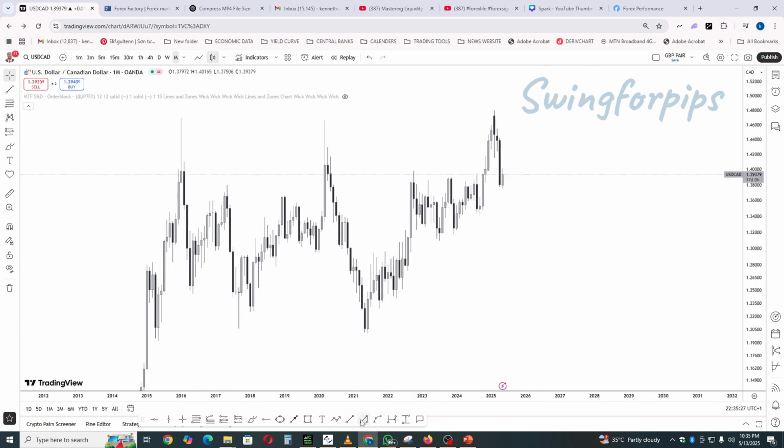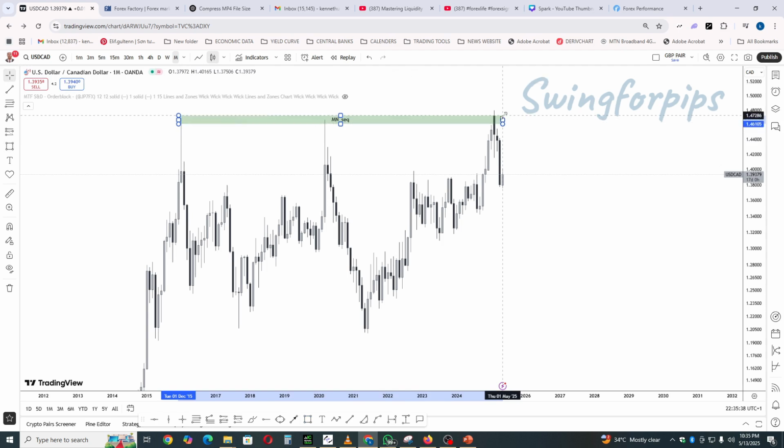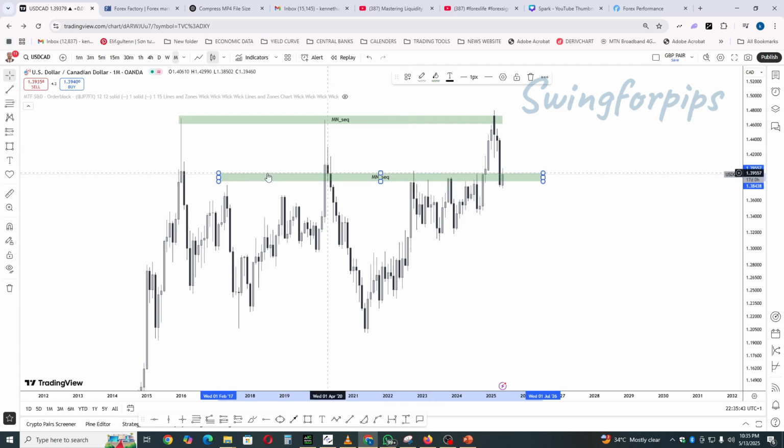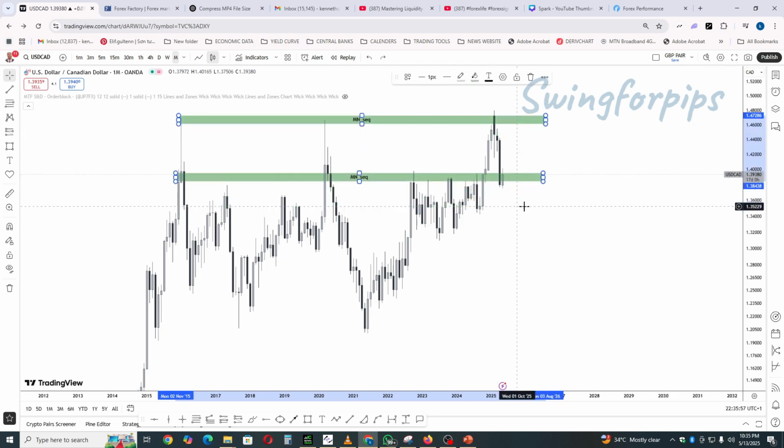So we will take this drawing tool here, the rectangular tool, and go to the monthly. The first zone here is right here, and then the next zone is right here. What you want to do is mark a particular point. You want to extend it to the left, and you also want to extend it to the right. Then you just copy this zone.